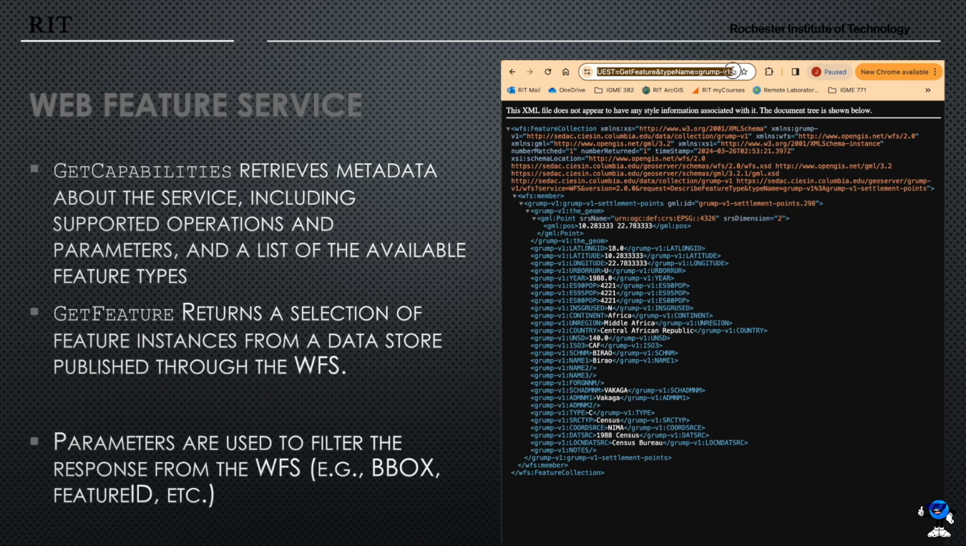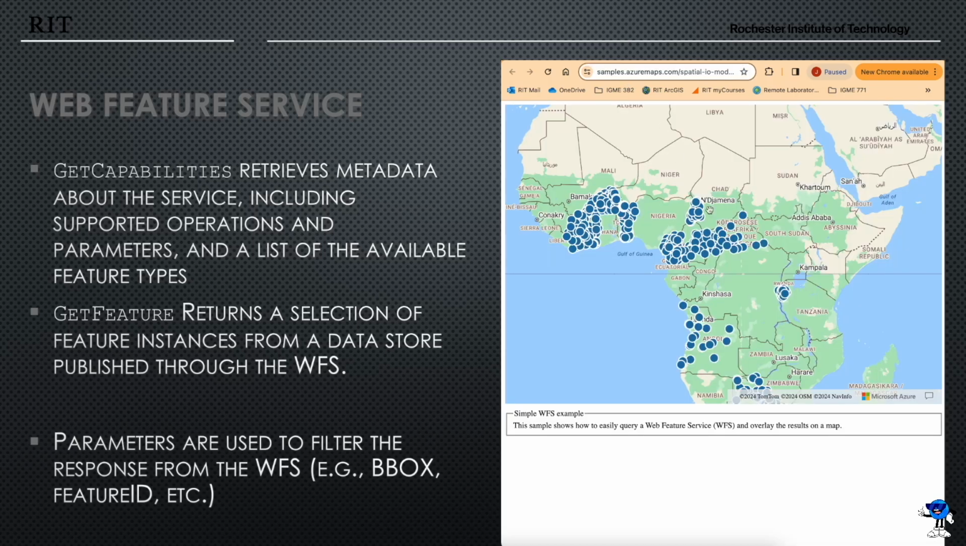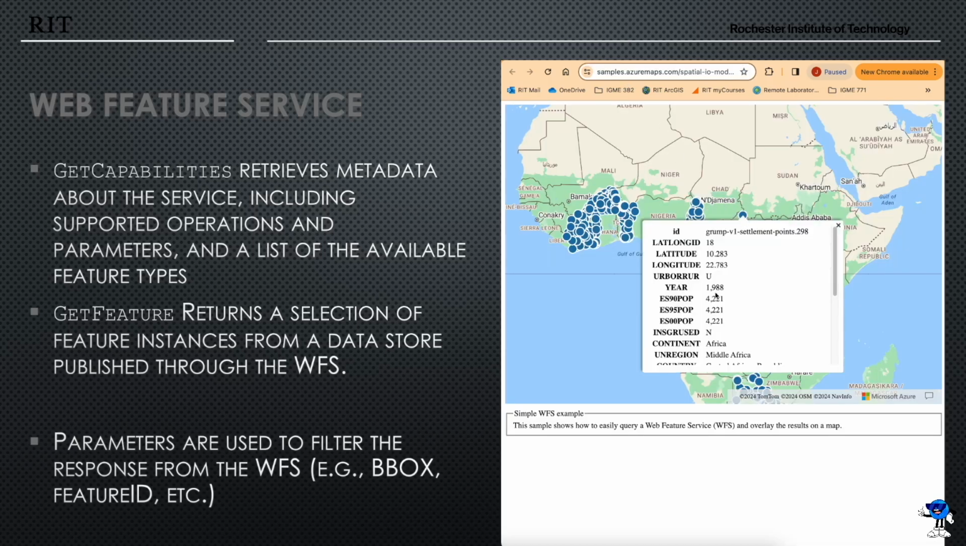You can give it the type name, which is that layer name, which is that grump v1 settlement points. And then we can also request the feature ID of grump v1 settlement points 298. And now you'll see it's going to give us our latitude, our longitude. And now you see all of the attribute information, right? Year of 1988, the continent of Africa. And if we come back to our map, you'll see that starts to all match up.